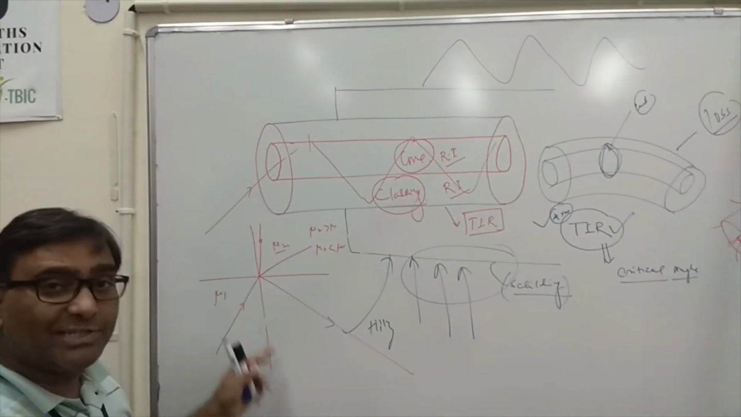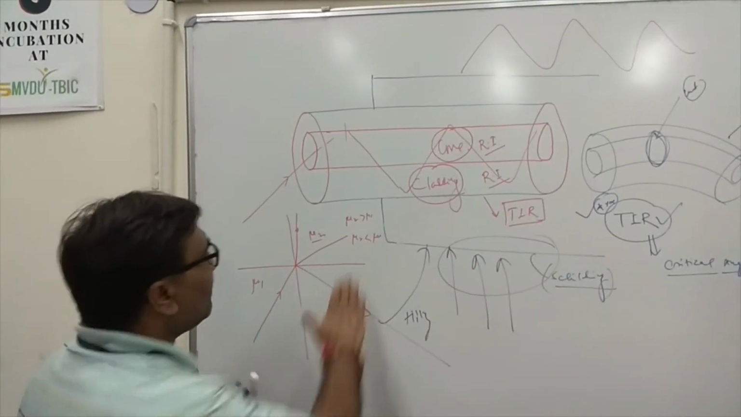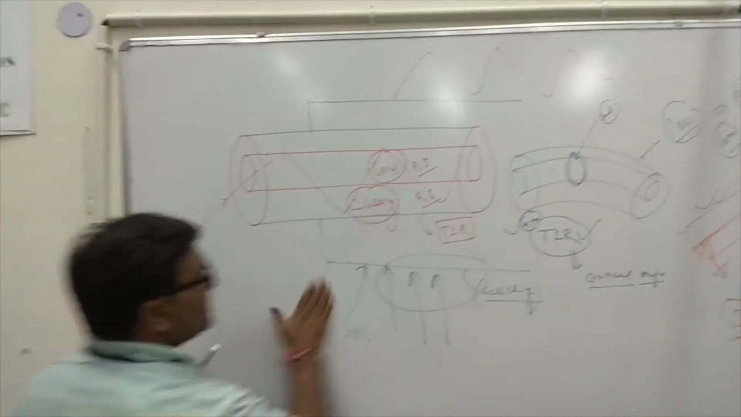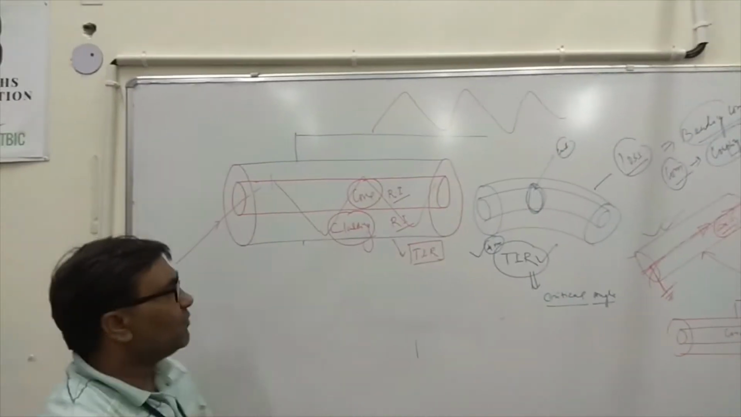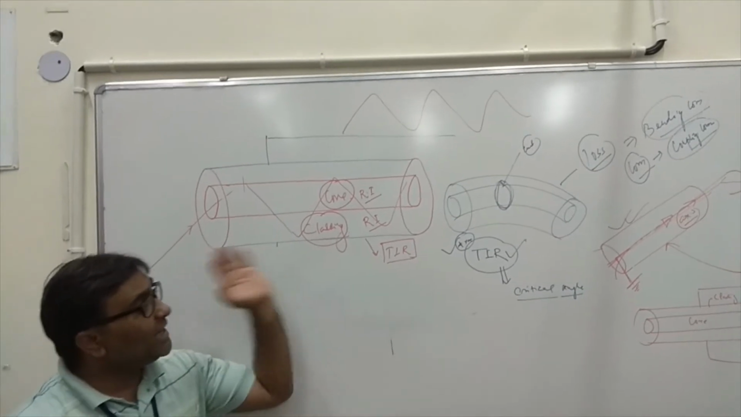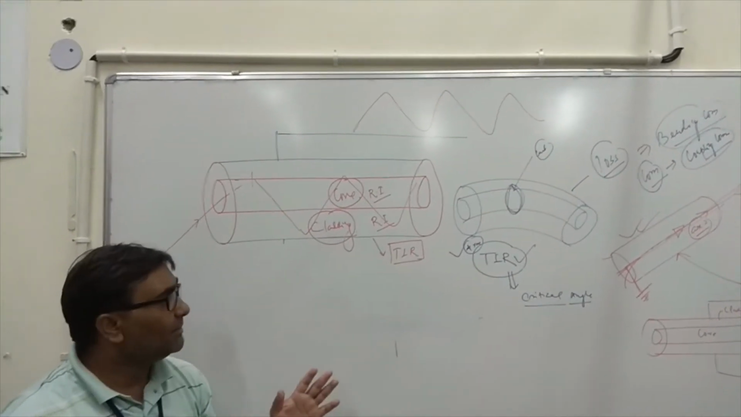I think we already studied this in class 7 or 8, right? But here, the first question is, for TIR, which phenomenon? TIR. So for TIR, the core and cladding refractive indices should be different. Understood? Right?